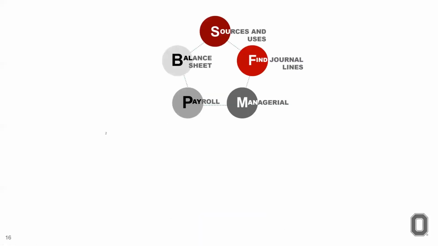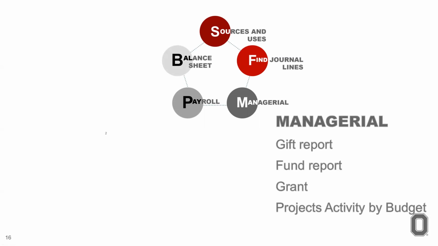The fourth category we'll call managerial reports. In an earnings unit, this is what you would know as an income statement or profit and loss statement. These reports have many names in Workday, but in general, this type of report answers questions about how to manage an operation with a plan or a budget. And this can apply to a gift, grant, or project.